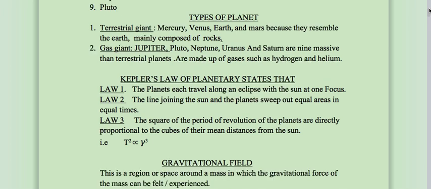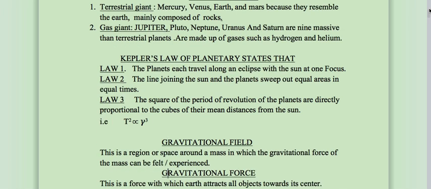Now, what is gravitational field? Let's define gravitational field. Gravitational field is a region or a space around a mass in which the gravitational force of the mass can be felt or experienced.